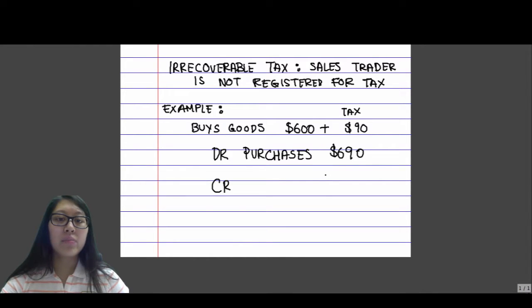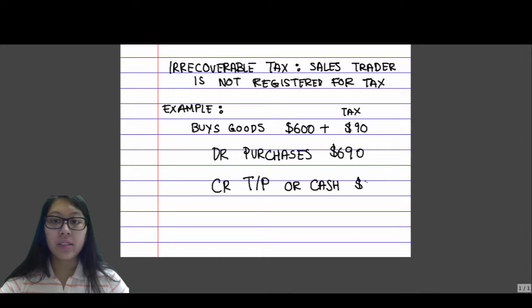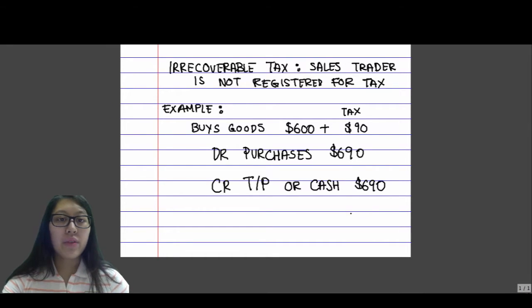And let's say this person or business bought the goods on credit. So if they bought it on credit, we're going to have to credit the trade payables account, or if they spend cash, then we're going to have to credit the cash account by $690. Now, what is the difference if the sales trader is in fact registered? Well, that means that they will have recoverable sales tax.